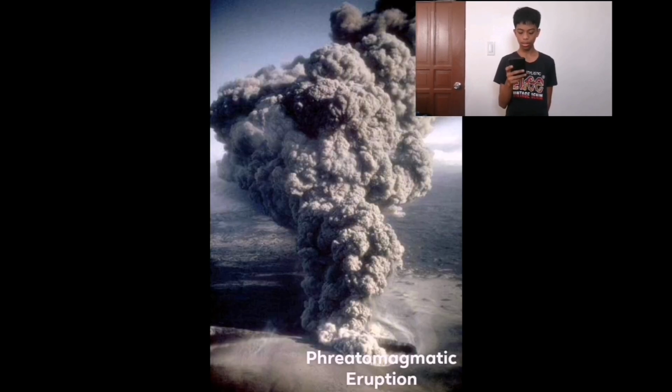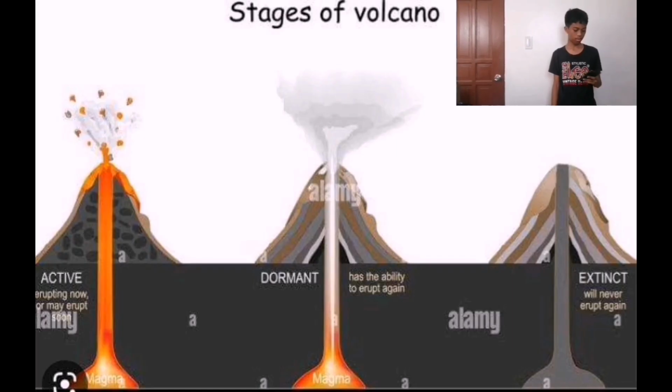Phreatomagmatic eruptions are driven by the direct interaction of magma and water, as opposed to phreatic eruptions where no fresh magma reaches the surface. Active volcanoes have a recent history of eruptions. They are likely to erupt again.